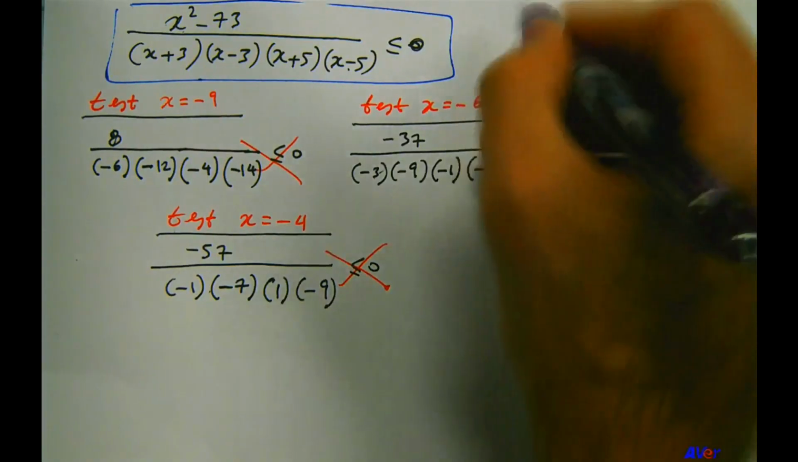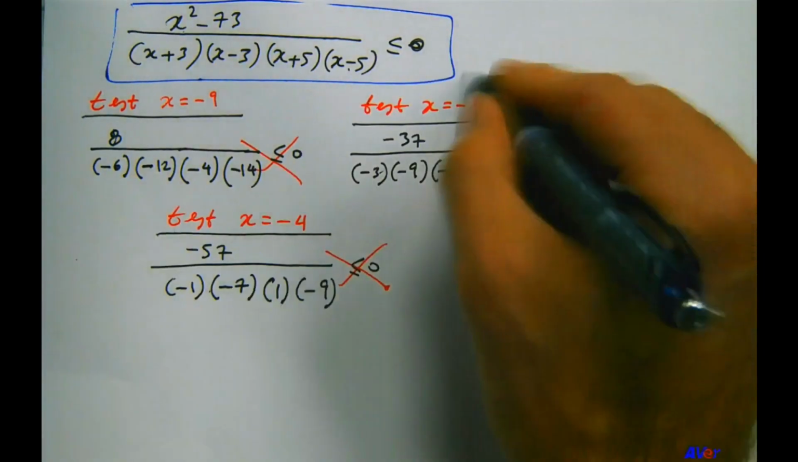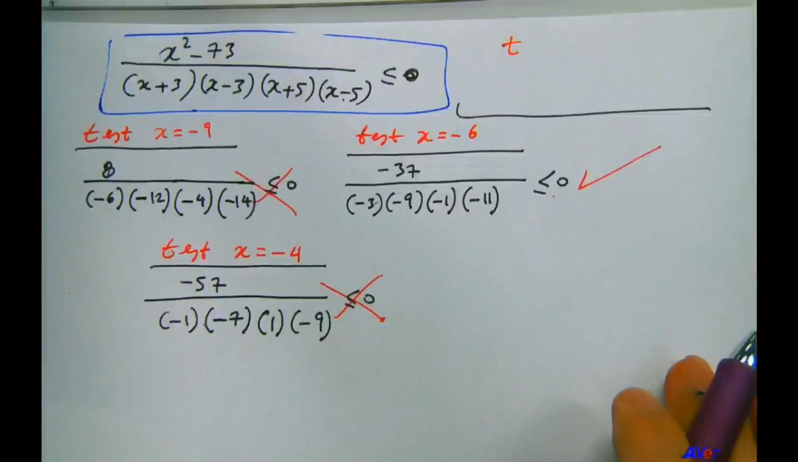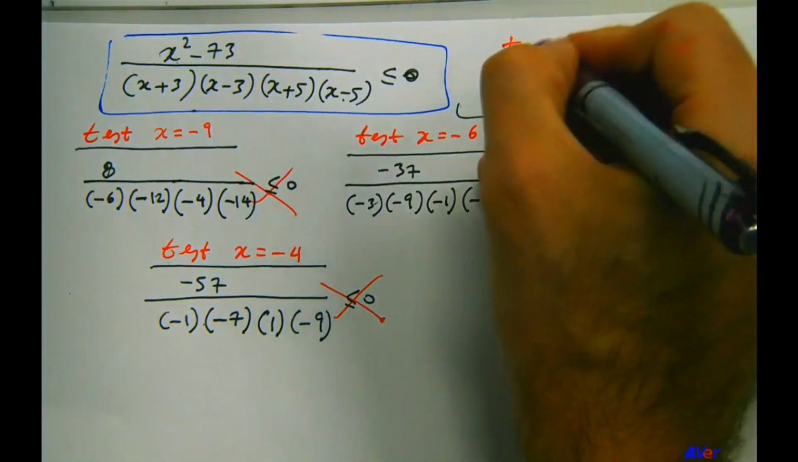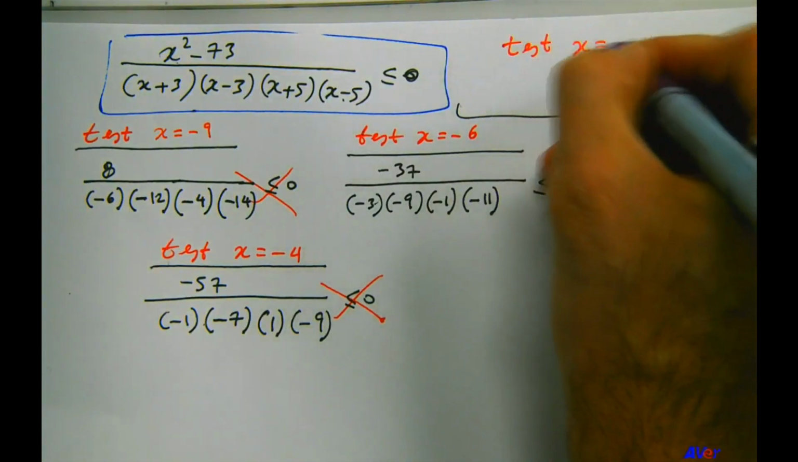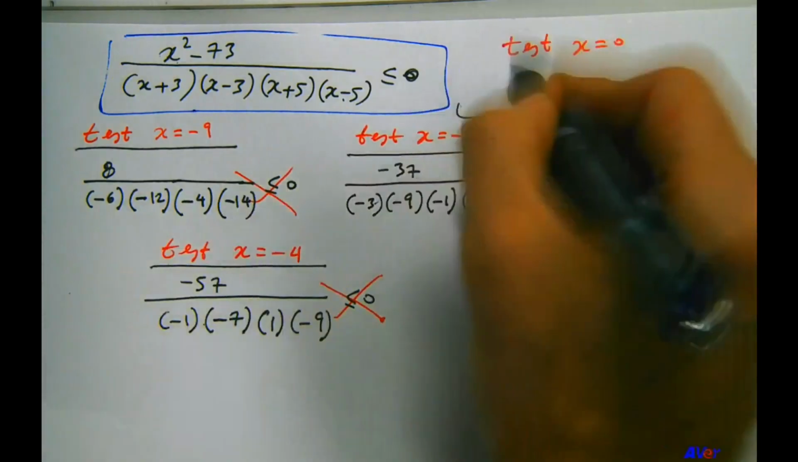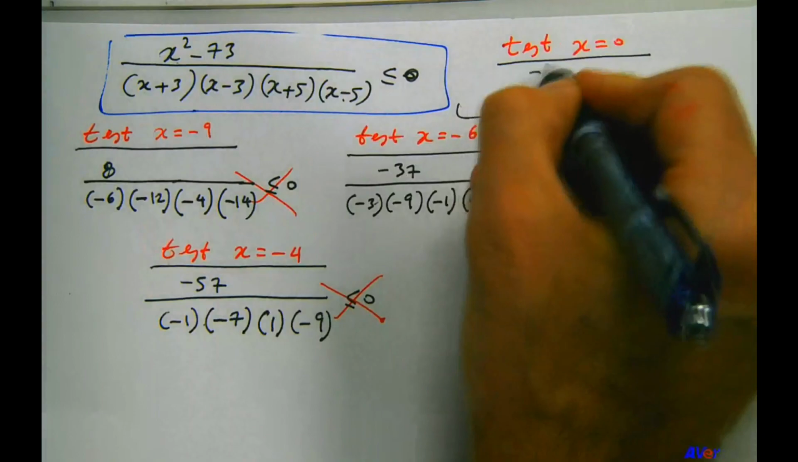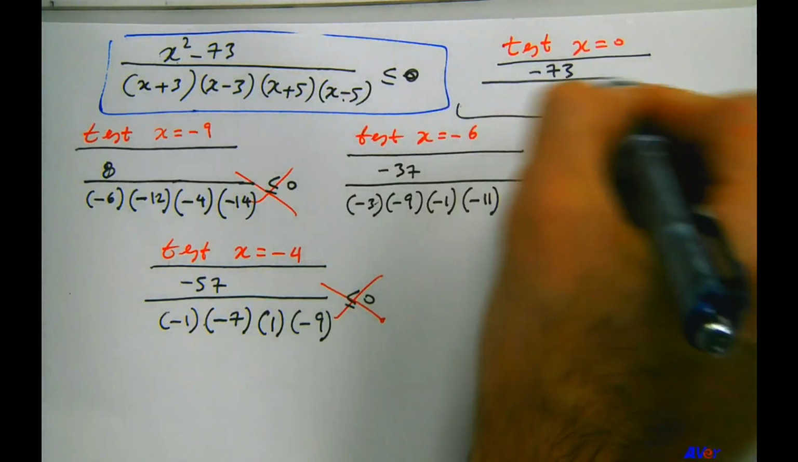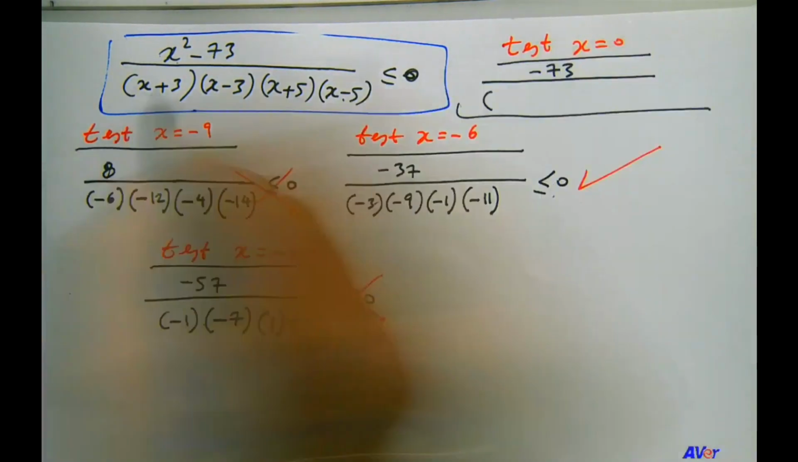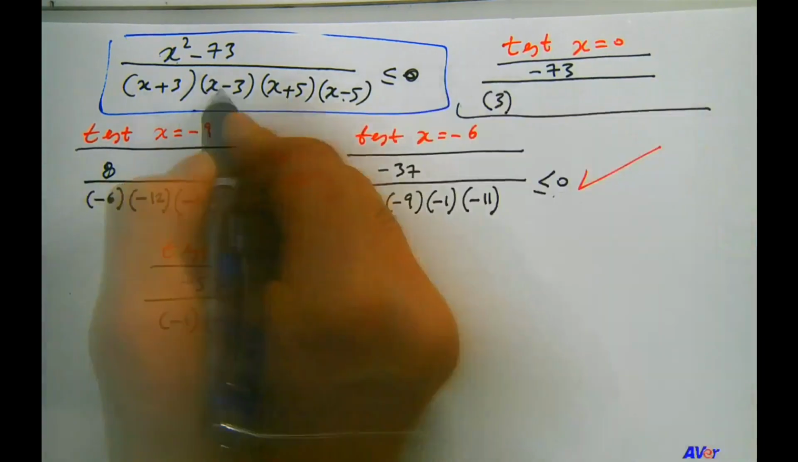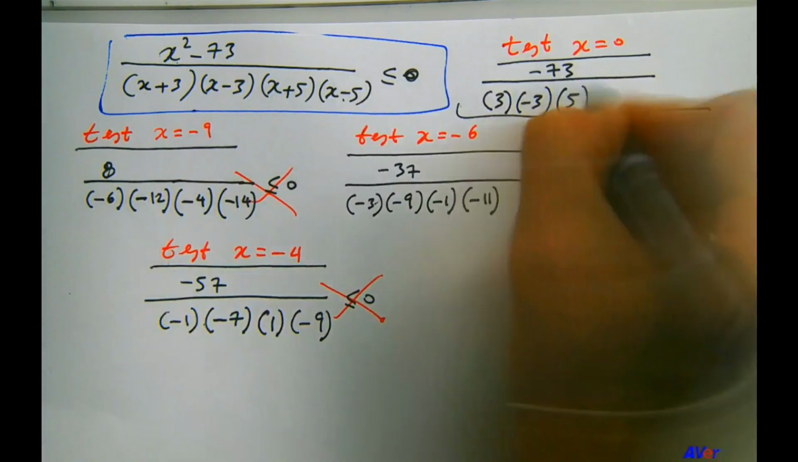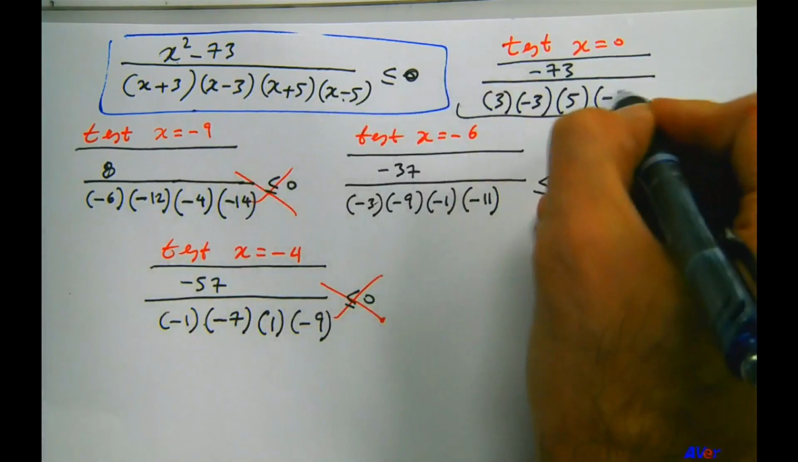So let me do that up here. Up here, so test x equals 0, right? So 0 squared is 0, minus 73 is minus 73, divided by 0 plus 3 is 3. 0 minus 3 is minus 3. 0 plus 5 is 5. 0 minus 5 is minus 5.